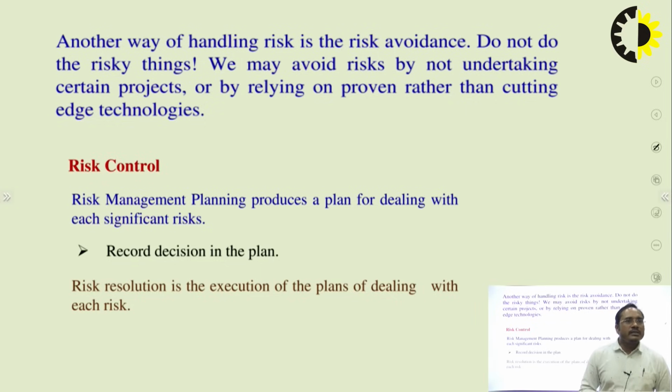Risk control: risk management planning produces a plan for dealing with risk. It may record decisions in the plan. Risk resolution is the execution of the plan for dealing with each risk. So with risk control, we are controlling the risks which will generally occur. By using risk control, you can also stop the problems of the risk which generally occur in the project. Thank you.